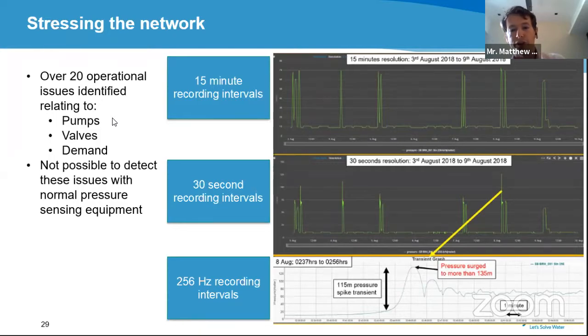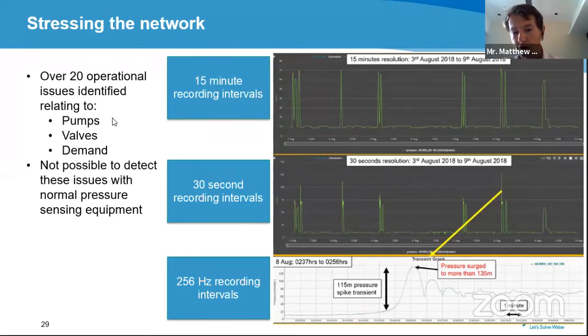Now, the benefit of this is if we compare to traditional pressure monitoring sensors, we can see on the three charts on this slide that traditional pressure monitoring may be recording at, say, 15-minute or maybe 30-second intervals. By doing so, we don't pick up the true peak or the true trough or low pressure that may be occurring. Using the high-resolution pressure, we can identify excessive energy that's being introduced to the pipes.